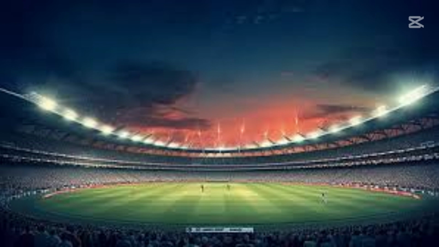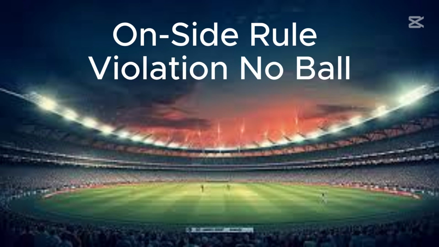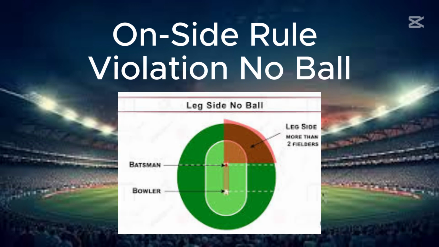Now the no ball that I am going to talk about is usually seen only in Test matches because of the aggressive field placements. It is called the on-side rule violation no ball. And what exactly does the on-side rule mean? Well, it is nothing but that only a certain number of fielders can be positioned behind the popping crease of the batsman on the leg side. And usually we see many fielders behind the square leg fielder, or behind the popping crease of the batsman on the leg side, in Test matches.